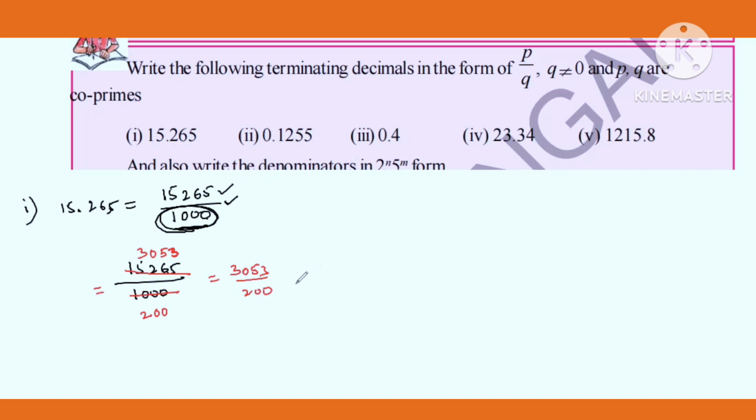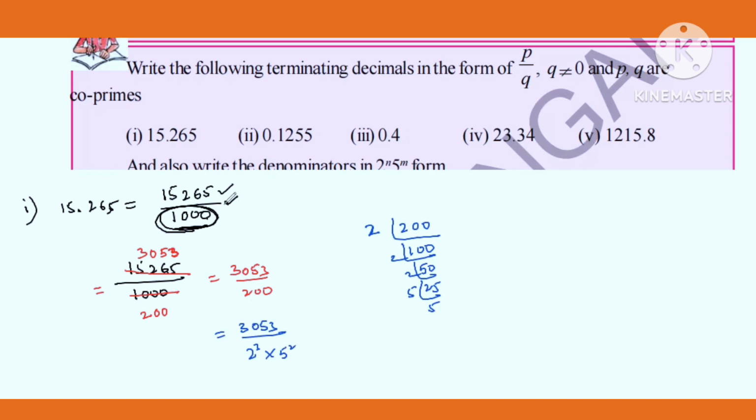Now this denominator is 200, and we have to write it in the form of 2 power n into 5 power m. So now see here, 200 is there. I am doing prime factorization. 200 is 2 times 100, 2 times 50, 2 times 25, and 5 5s. Now we got 3053 by 2 square, 2 cube. 2 is 3 times, so 2 cube, and 5 is 2 times, so 5 square.